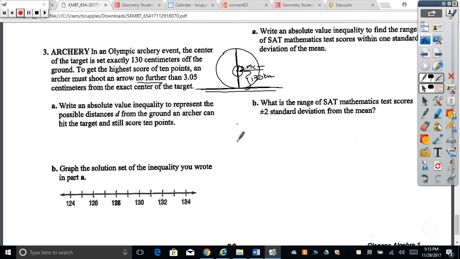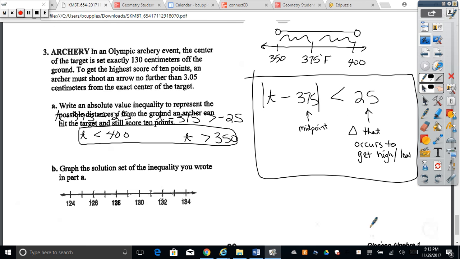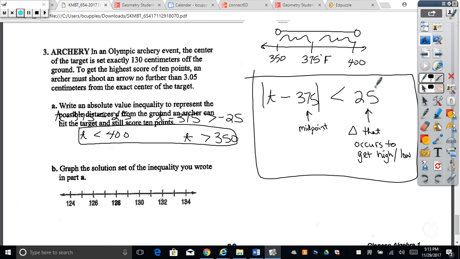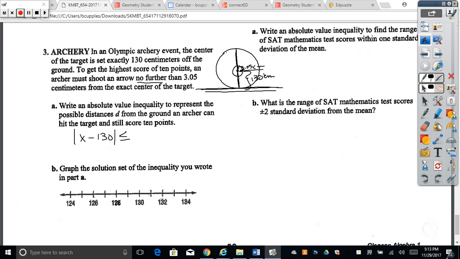So the midpoint that I was referring to on the previous problem, that's the 130 centimeters. That's the middle. So if I set this up, it's going to be less than or equal to, because of the range, the change from the high to the low from that point was 25 degrees, right? So the change of all the values away from that center is going to be 3.05. So we wrote the absolute value inequality.